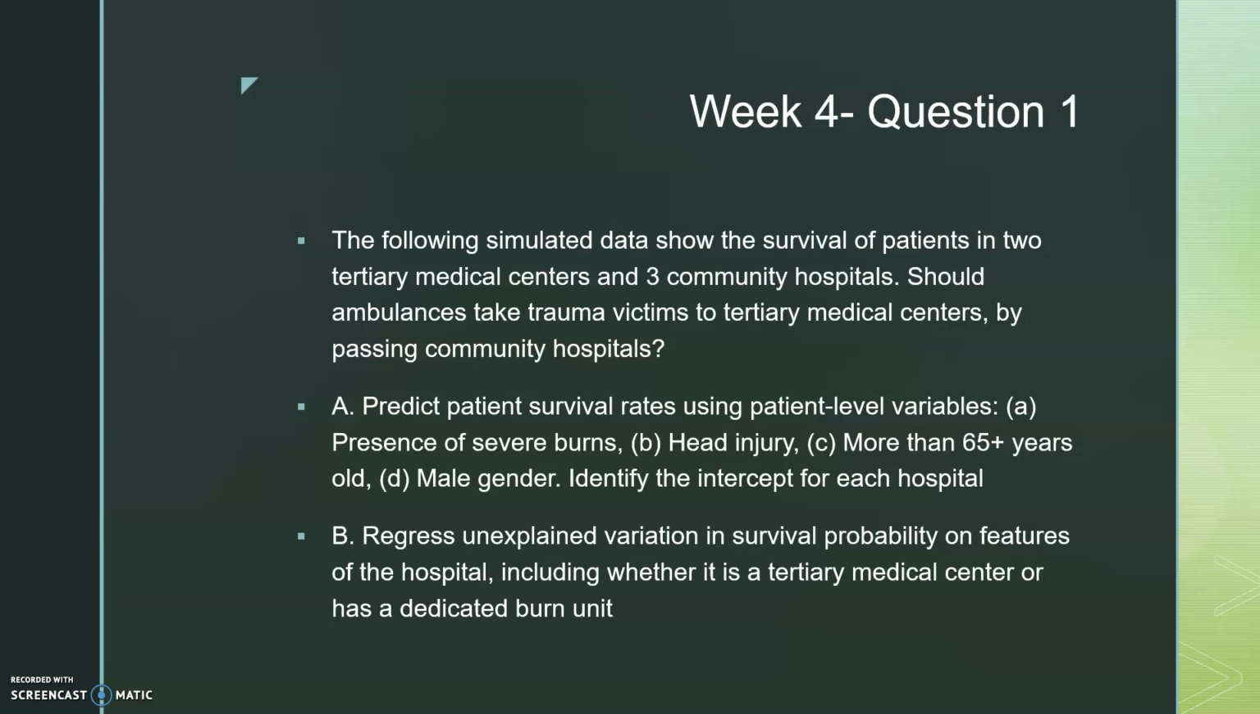To answer this question, first we will predict patient survival rates using patient-level variables: presence of severe burns, head injury, more than 65 years old, and male gender. Second, we will regress unexplained variation in survival probability on features of the hospital, including whether it is a tertiary medical center or has a dedicated burn unit.